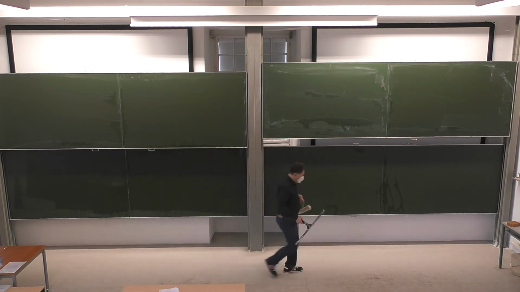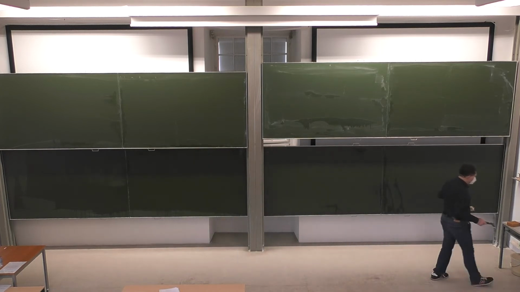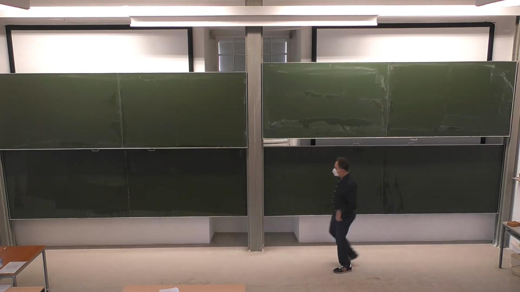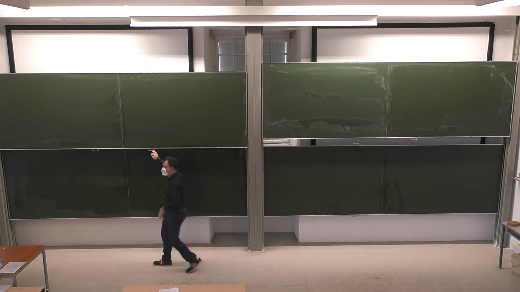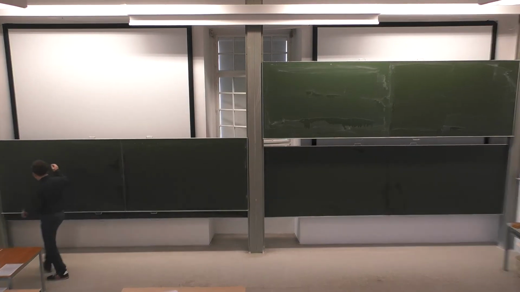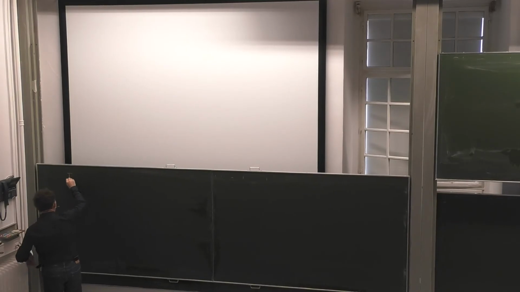So let's have a look at something we did last Monday. Maybe you remember we had a functional which looked like that. It was an integral between 0 and 1 of (u prime squared of x minus 1) to the power 2 plus u squared of x dx.